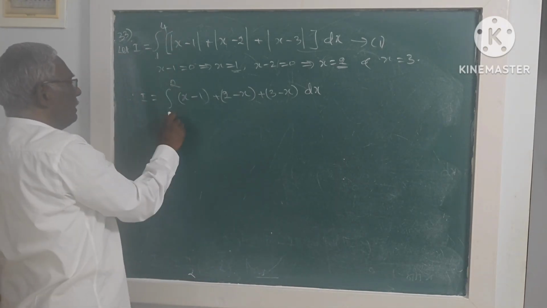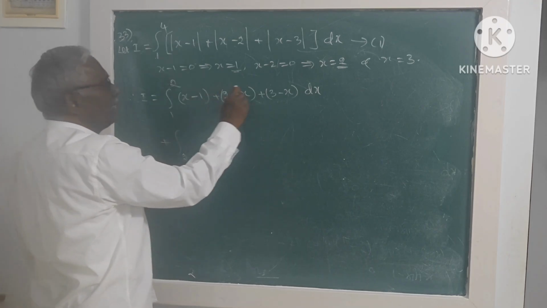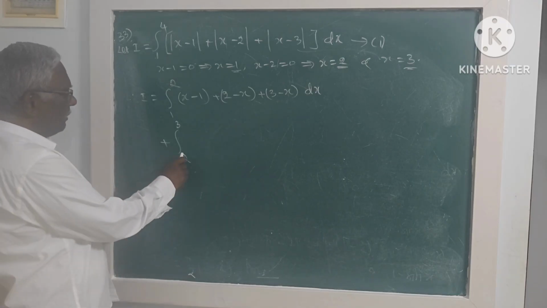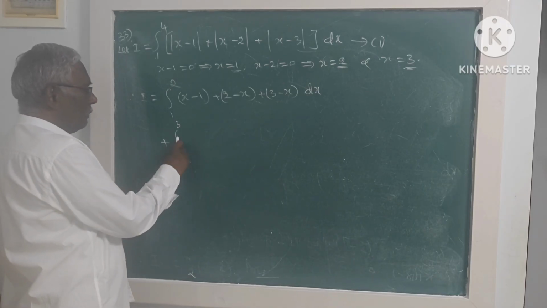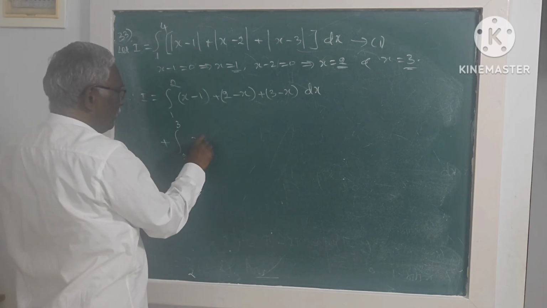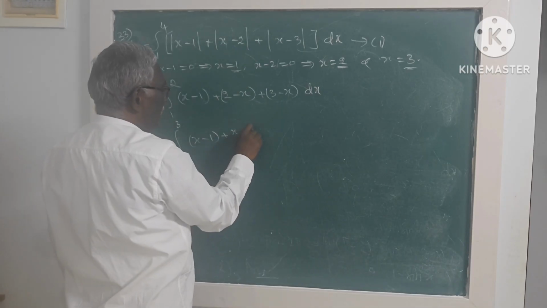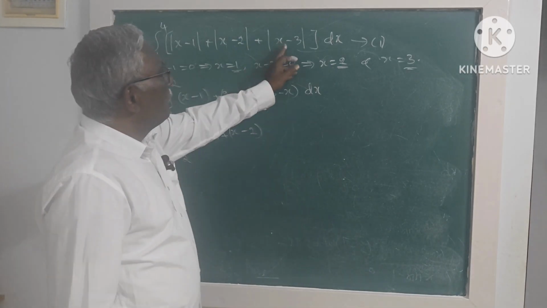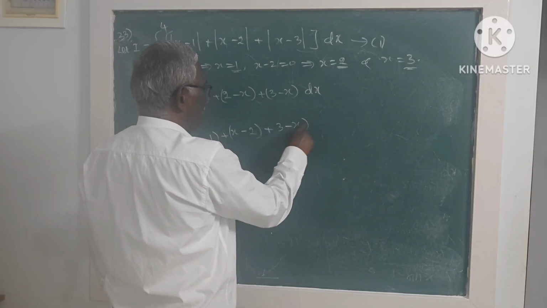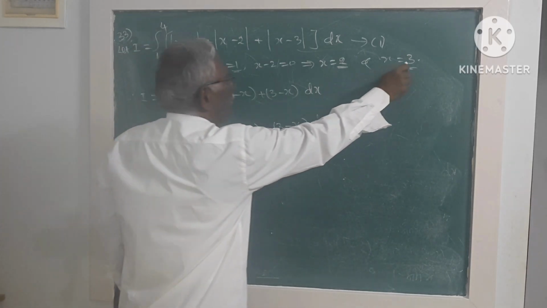Now 1 to 4, we write only 1 to 2 plus 2 to, again 3 is there. So 2 to 3, take 2.5. X value varies from 2 to 3, you put 2.5. 2.5 minus 1 is a positive value, so write x minus 1 only. 2.5 minus 2 is positive, so write x minus 2. 2.5 minus 3 is negative, so write 3 minus x here. So we are taking positive value dx plus 3 to 4.